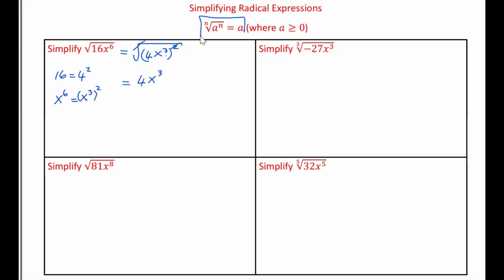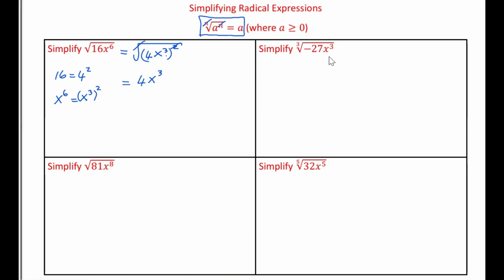So look at this note in here. If we have the same index and the same power, we can cancel them out. So the result will be A. We are assuming that A, in this case x, represents a non-negative number.